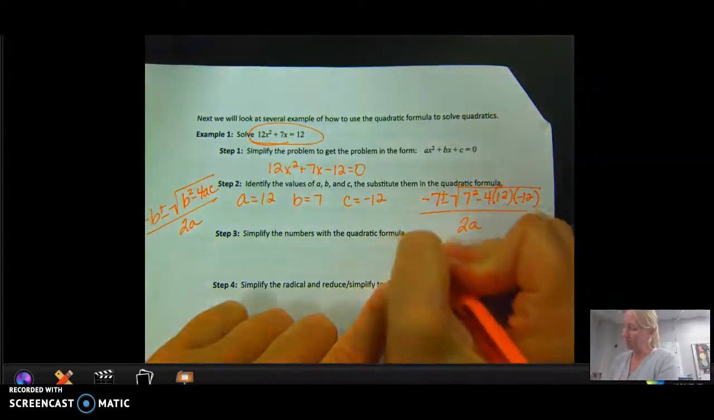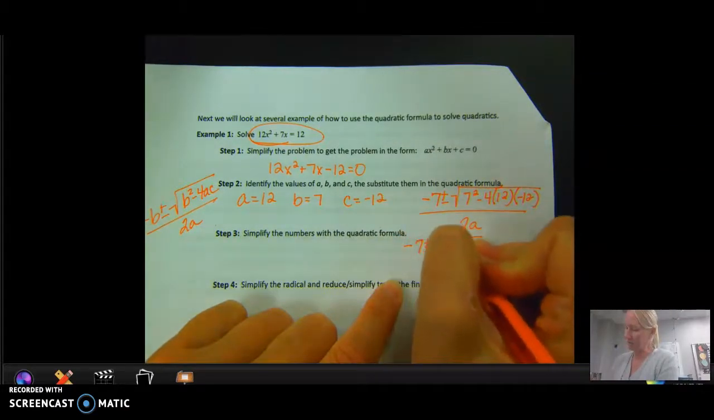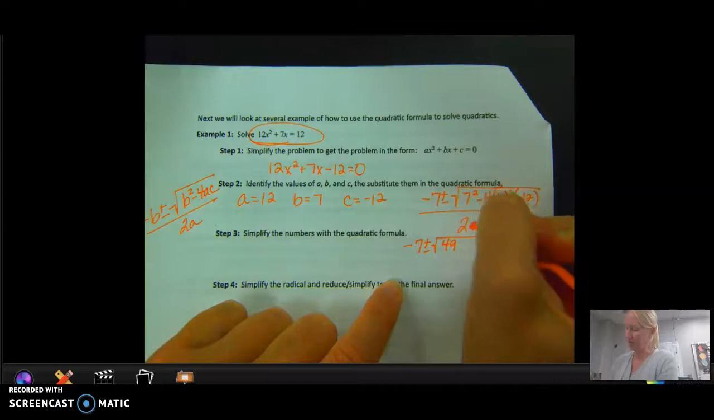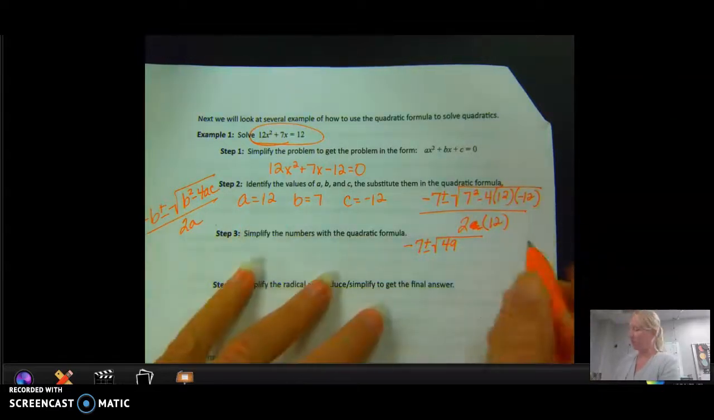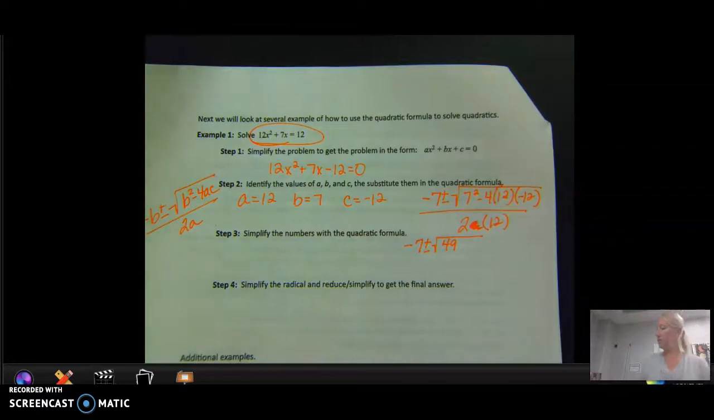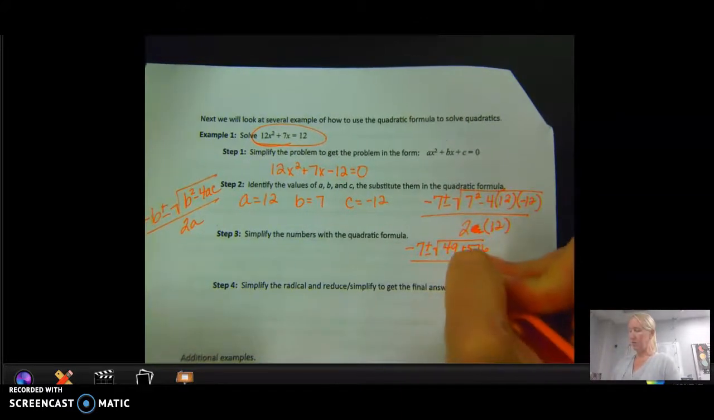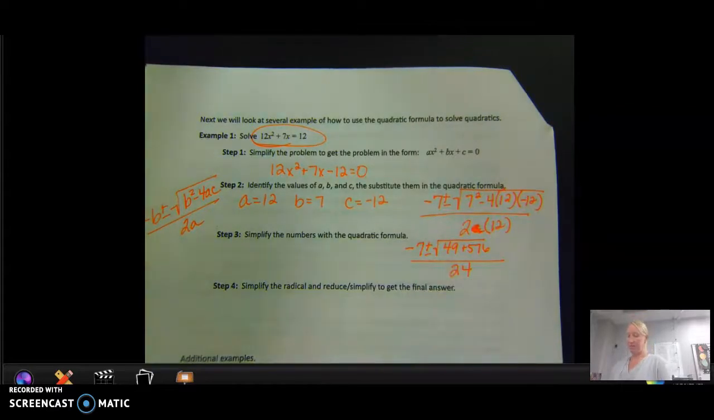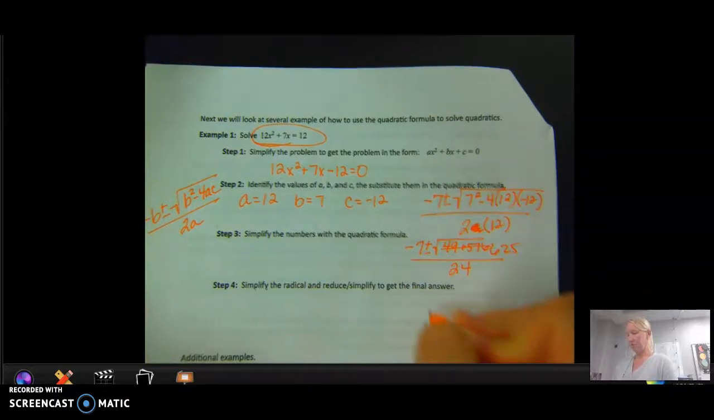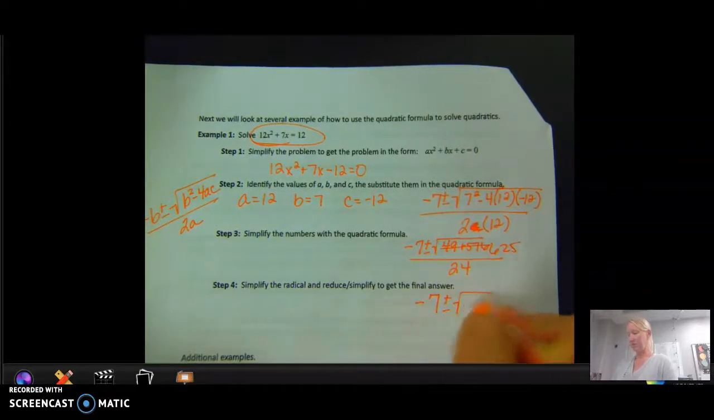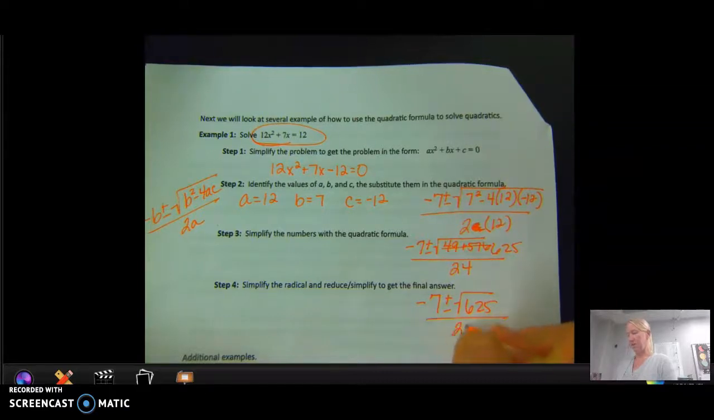So I get negative 7 plus or minus 7 squared is 49. Oops, that should not be 2a. It should be 2 times 12 because I'm plugging in 12 for a. Sorry about that. Then I'm going to do negative 12 times negative 4. So I'm going to grab my calculator. So 12 times negative 12 times 4. Those two negatives make it positive, so it's plus 576, all over 2 times 12, which is 24. 49 plus 576 is 625. So what I'm really doing is negative 7 plus or minus square root of 625 all over 24.